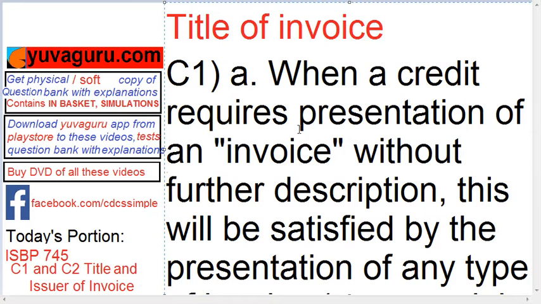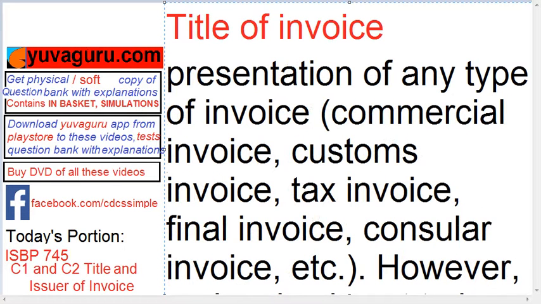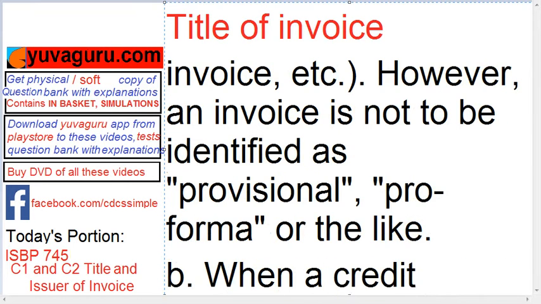When a credit requires presentation of an invoice without further description, this will be satisfied by the presentation of any type of invoice, that is commercial invoice, customs invoice, tax invoice, final invoice, consular invoice, etc. This is very important, etc. These names are there, but it can be something else also, like there is some term called accounting invoice in some countries, so that can also be used. Somebody can use the word seller's invoice, that can also be done.